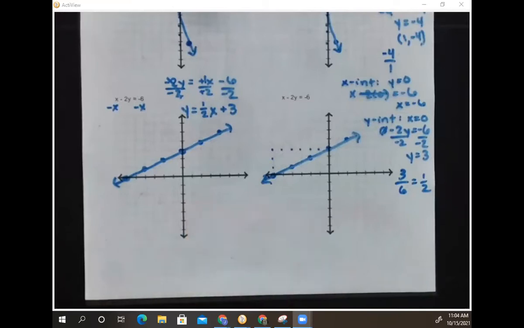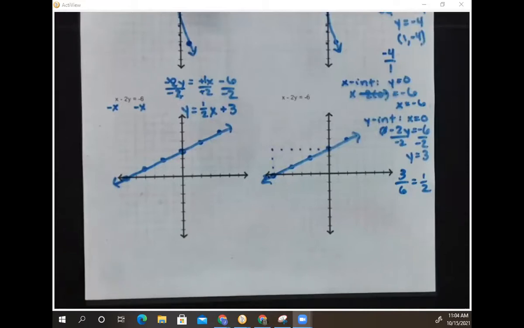Okay, so from here on out, I don't care which method you use, okay? Pick whichever one you like best. Just keep in mind that for some problems, changing to slope-intercept form might be a little easier. For some problems, finding those x and y intercepts might be a little bit easier, okay? So have a favorite, that's fine, but remember, be flexible.